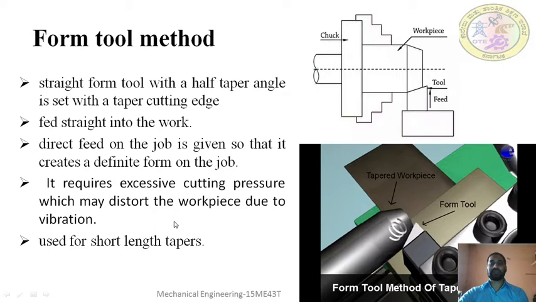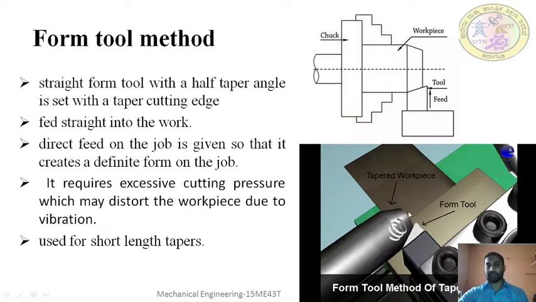In the form tool method, a straight form tool with a half taper angle is set with a taper cutting edge. Here we are using a special tool which is not similar to the single point cutting tool. It has a half taper. You can see here, this is the form tool. It already has a half taper.